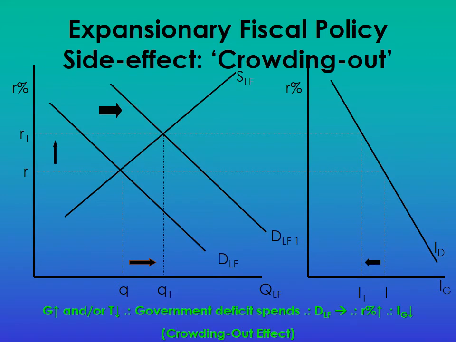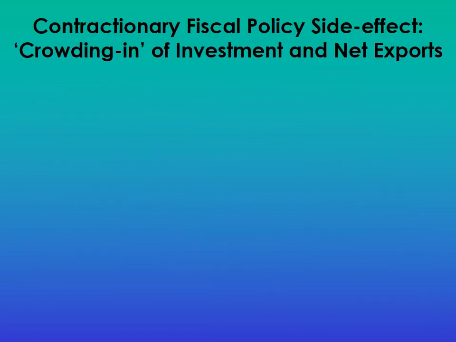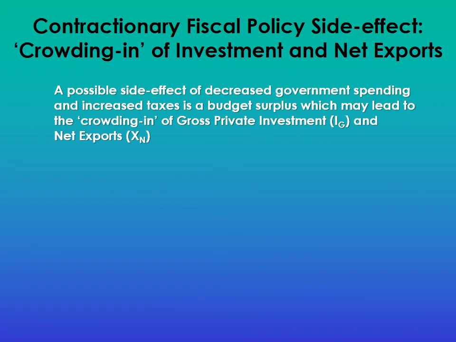Okay, so increasing government spending and/or decreasing taxes, the government will have some deficit spending, meaning they're going to have to borrow. The demand for loans increases, the real interest rate increases, and business investment decreases. That's crowding out. So, contractionary fiscal policy has a side effect called crowding in of investment and net exports.